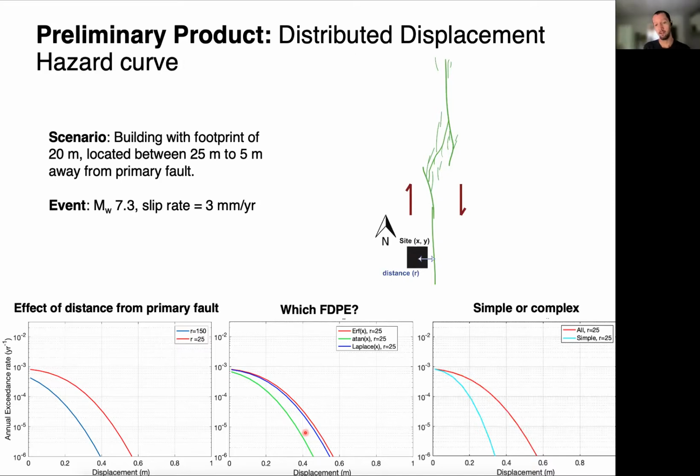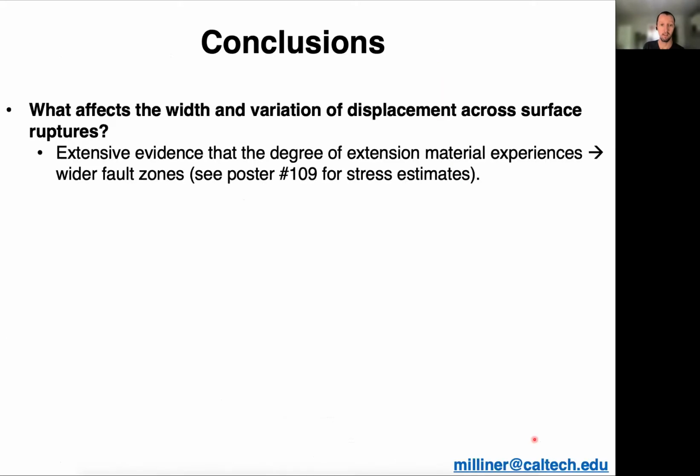We can also look at the effect of using fault displacement prediction equations in different regions of a rupture. Here is the hazard curve where we've used the fault displacement prediction equations in a structurally simple part. If you use them in a structurally complex part, you can see it's quite a significant difference in the hazard expected.